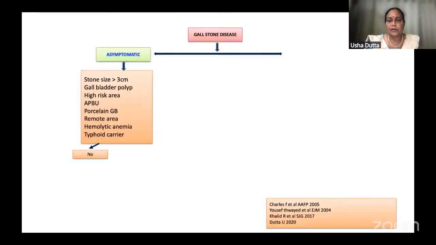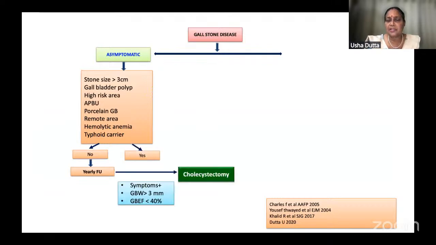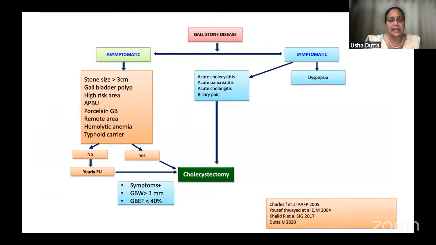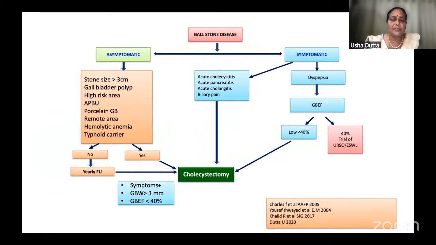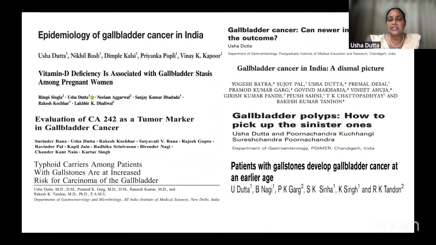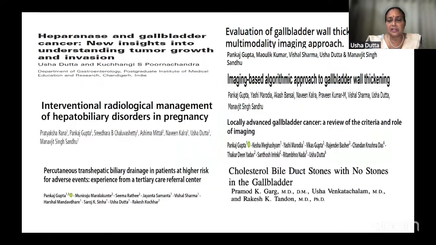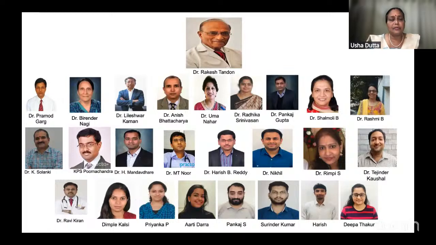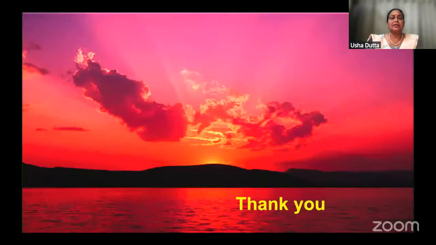So we have already discussed all these components. All I would say here is that if the patient develops symptoms on follow-up or gallbladder wall thickness goes more than 3 mm or the ejection fraction is less than 40, I would prefer to undergo a cholecystectomy with this kind of scenario. So these are our previous publications in this area, and this is the team with which we have worked. Thank you so much. Thank you.